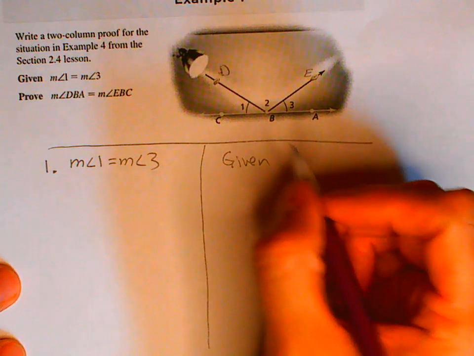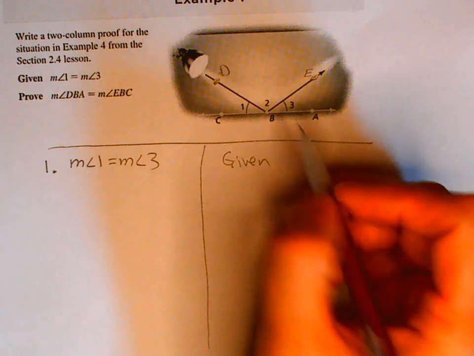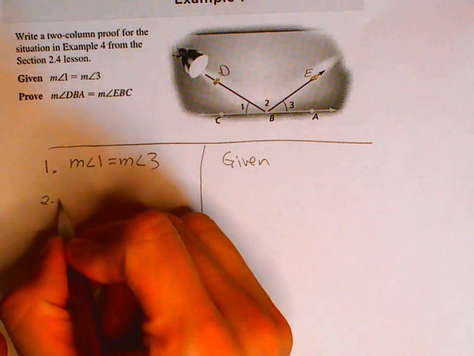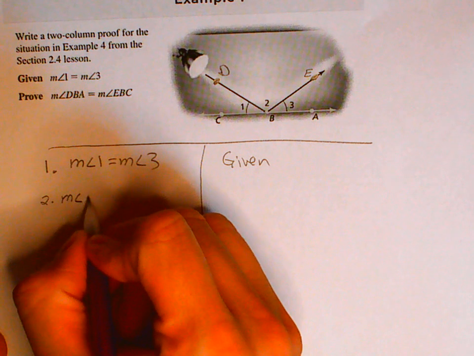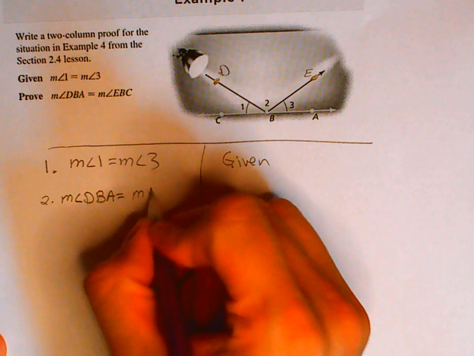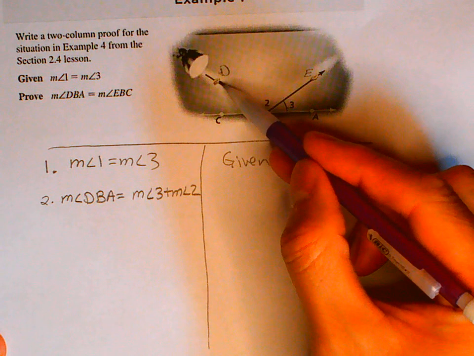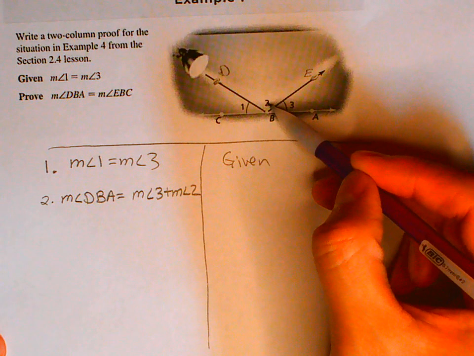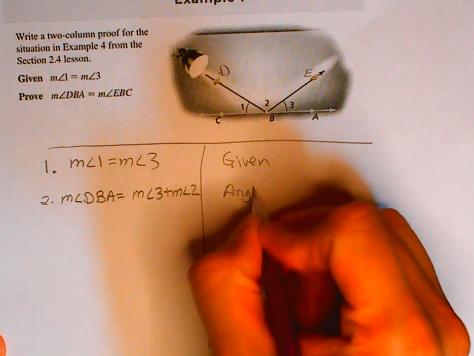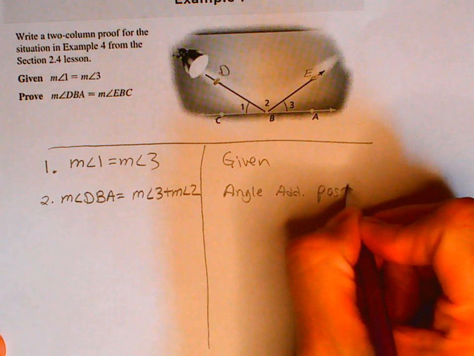Now, we did start off with angle DBA as the sum of angles 3 and 2. Okay, so in the second step, we have the measure of angle DBA equal to the measure of angle 3 plus the measure of angle 2. Look, DBA, that's the measure of angle 2 plus the measure of angle 3. And this is the angle addition postulate, abbreviating.